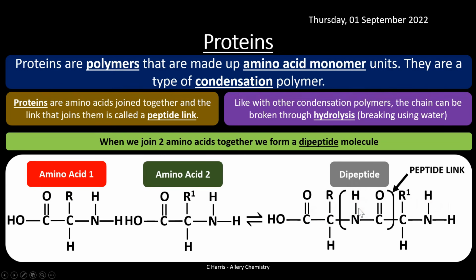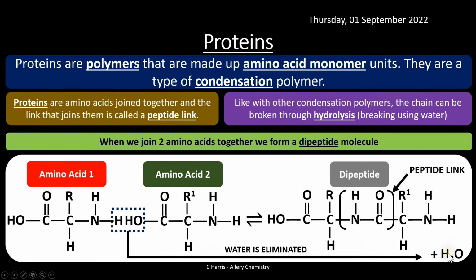So what happens here is the hydrogen from the NH drops off, and the OH from here drops off, and that combines to make water. Okay, there it is. So that's removed, and water is produced, water is eliminated. And then the residual bond joins together to form this dipeptide link. So we've joined the two amino acids together, and this is the beginnings of a protein.